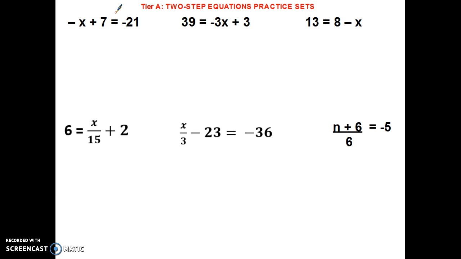So, two-step equations. What we do, we are trying to get the variable alone. How do we do that? We undo what's done, which means we do the opposite operation. So in every problem, we're going to touch the variable last, meaning that we're going to do everything else but touch the variable last.